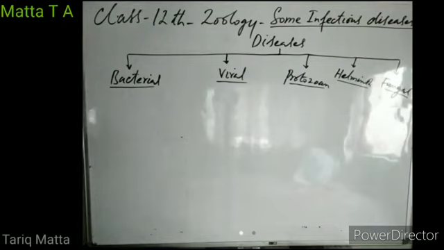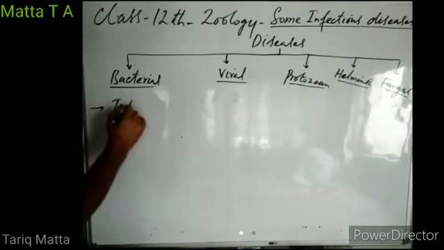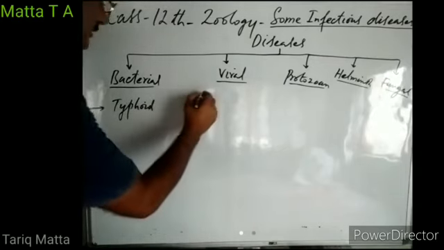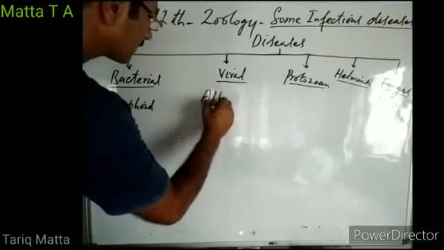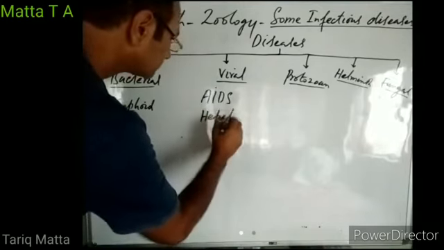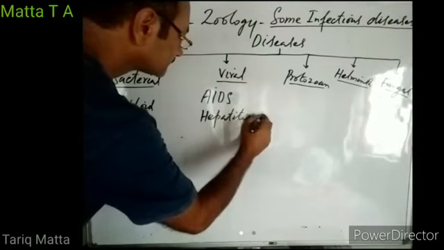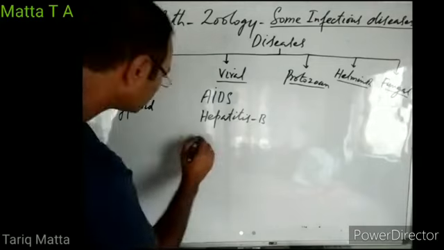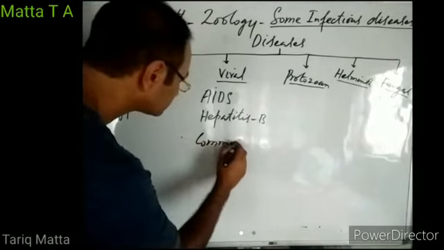So which diseases do we have to discuss among them? We have to discuss one bacterial disease, that is typhoid. We have to discuss some viral diseases, for example, AIDS, hepatitis B, and the common cold.